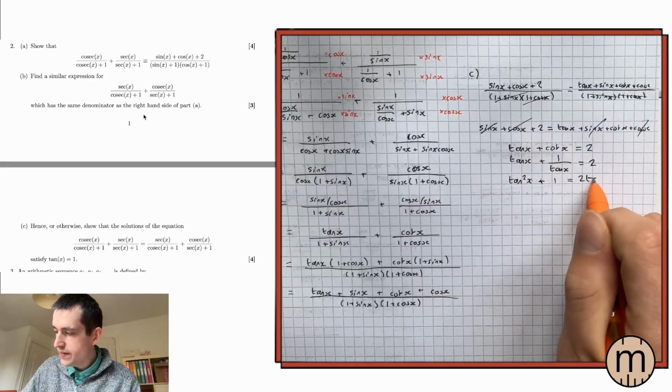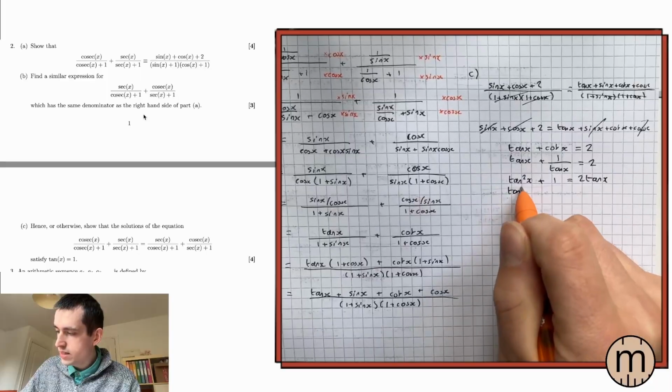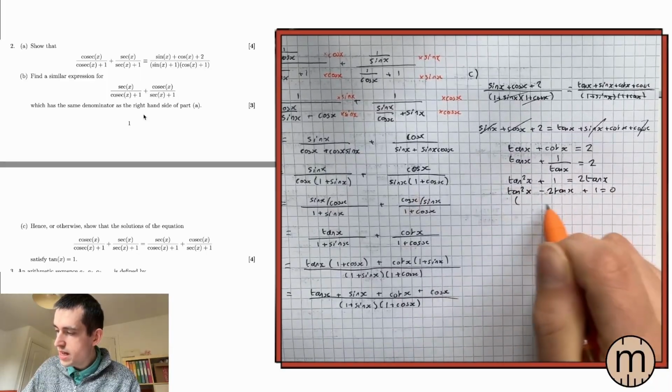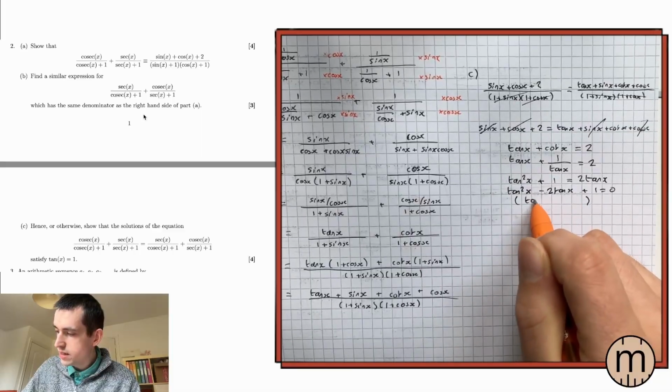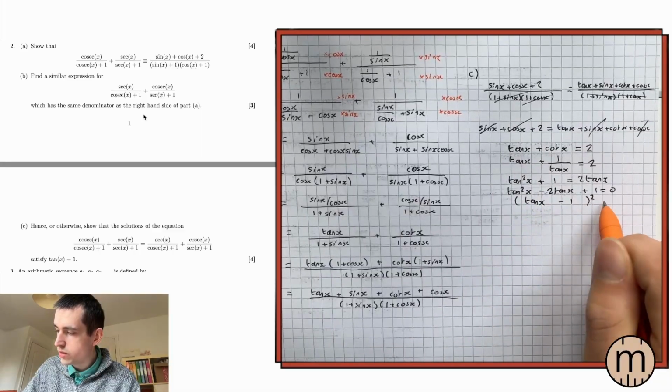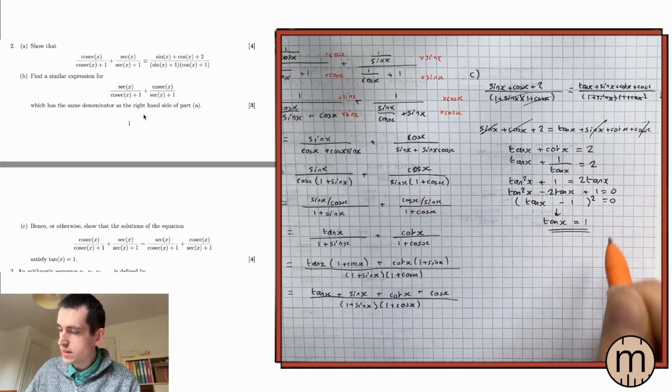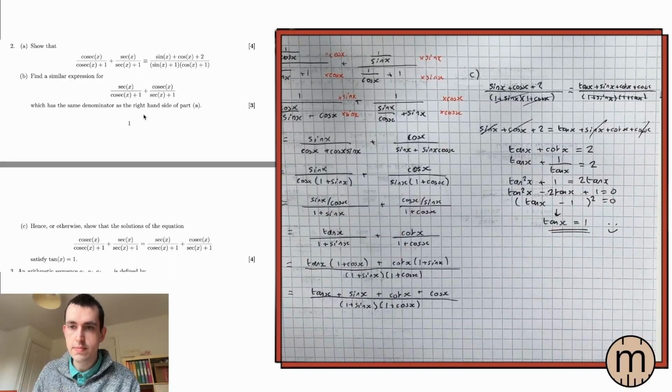Times everything by tan of x. We get tan squared x minus 2 tan of x plus 1 equals 0. That's a lovely quadratic. Tan of x minus 1 squared equals 0. Tan of x is equal to 1, smiley face.